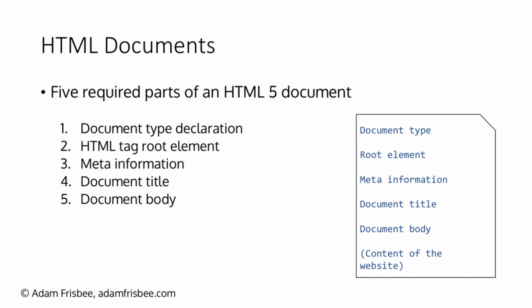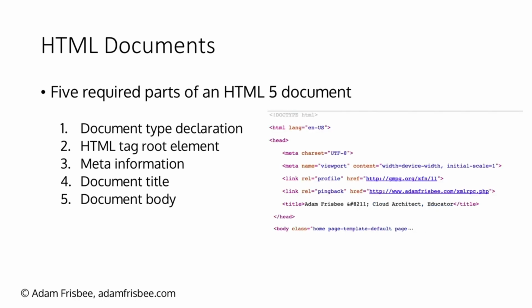Let's take a look at these 5 elements on a real website, and it happens to be my website. So the first item we have is the document type declaration. It is in gray at the top there, and it says doc type HTML. The second part is the HTML tag root element. And in this case, it says HTML, and it defines a language as United States English.